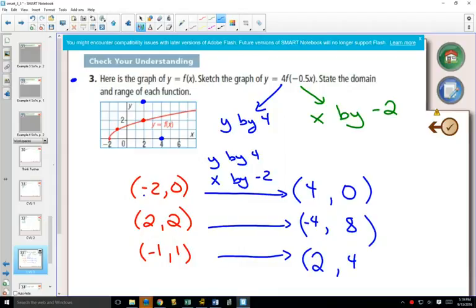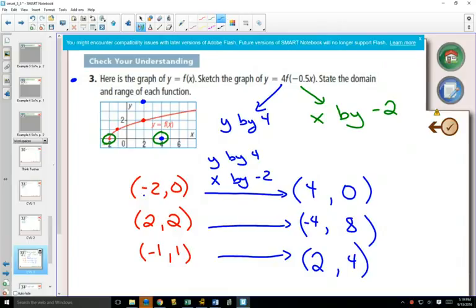Now we have 3 points, and we have to make a decision how we're going to draw this graph. Some things that are going to help us. This was the starting point of our red graph. Where did that point go? (-2, 0) went there. So we know that that has to be the starting point of the graph that we're going to draw.